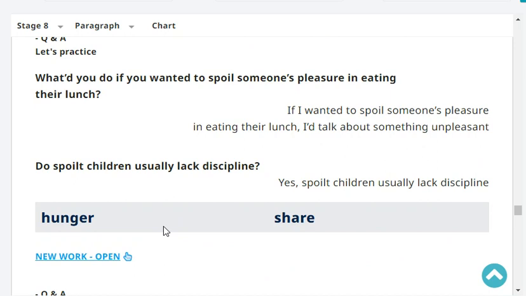Do spoiled children usually lack discipline? Yes, spoiled children usually lack discipline.